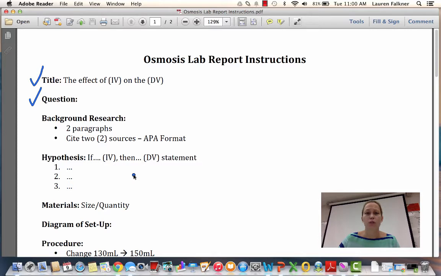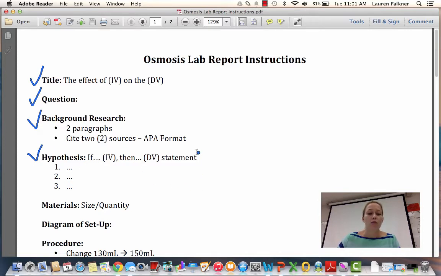You need to cite 2 sources. My suggestion is cite the textbook and then cite your other source. Remember that on Google Docs, there's an add-on called EasyBib that makes it very easy for you to cite in APA format. So your background research, again, should also be done. Your hypotheses need to be in the form of an if-then statement, and there should be 3 of them, and again, these should also already be done.